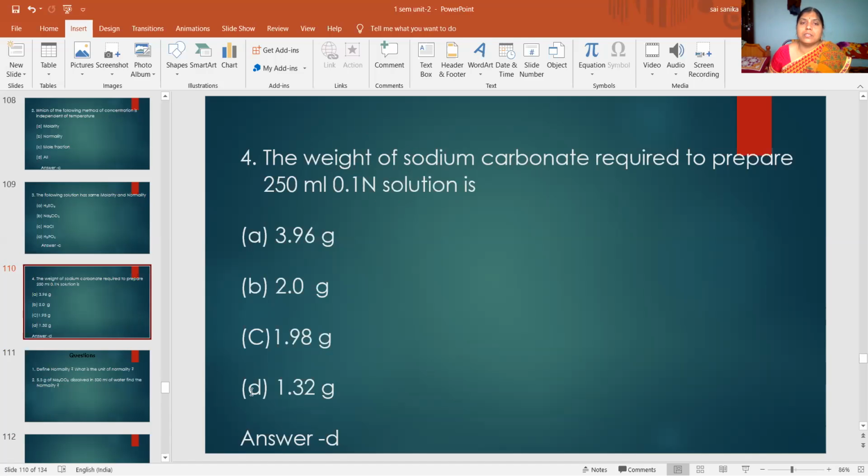That means 1.32 grams of sodium carbonate is dissolved in 250 ml of solution to get 0.1 N. So the answer is D. This is homework for you. If you do it, you get this answer, so check it out. These are some of the objective type questions you get in your exam.